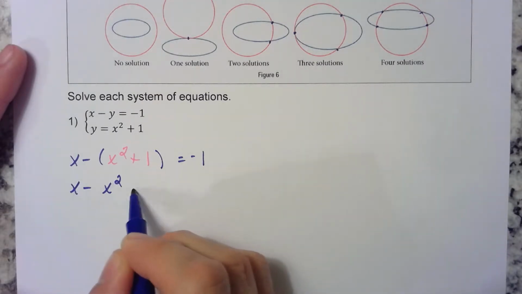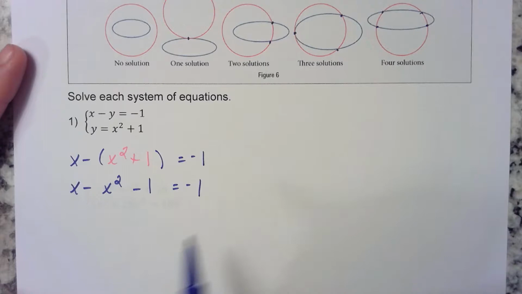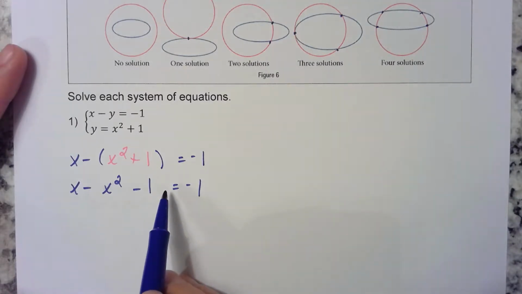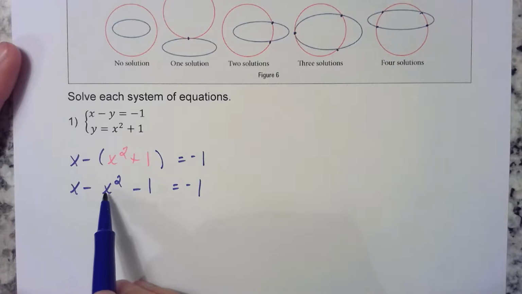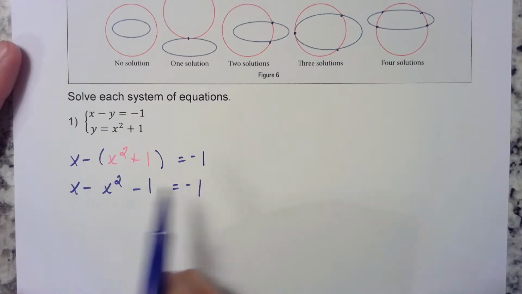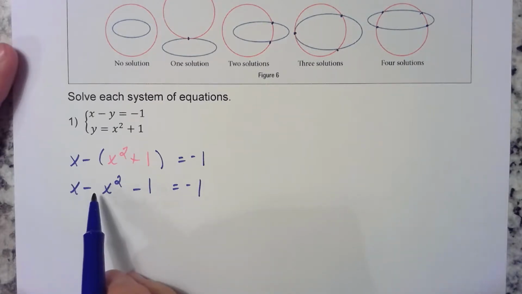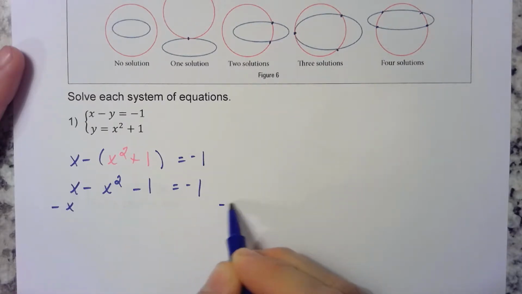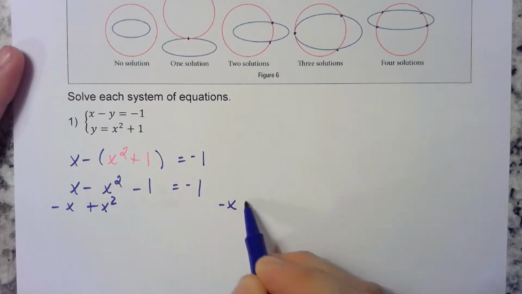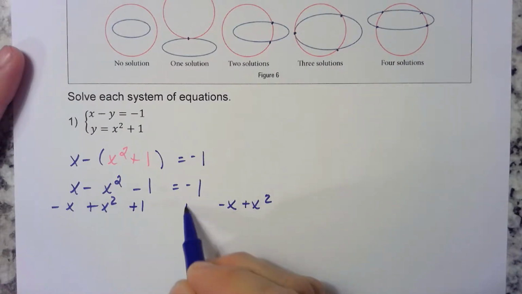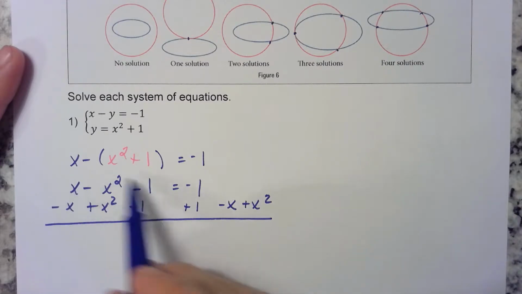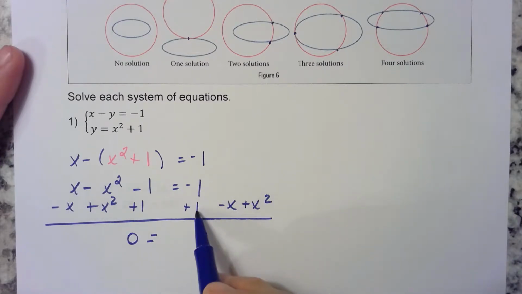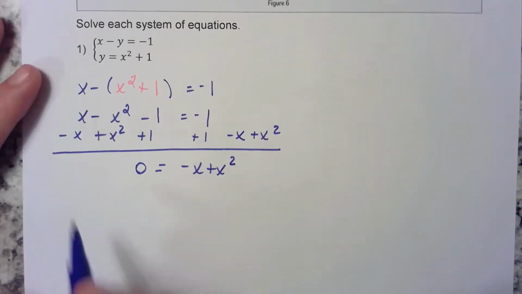Now this is a quadratic equation. We need it to be equal to 0, and we also need our x squared term to be first. So I think what I want to do is move all of this to the right. That way this becomes positive. It'll just make it a little bit easier to work with. So I'm going to subtract x, add x squared, and add 1. So on this side I get 0. This is also 0, so I get -x plus x squared. So rewriting this, x squared minus x equals 0.